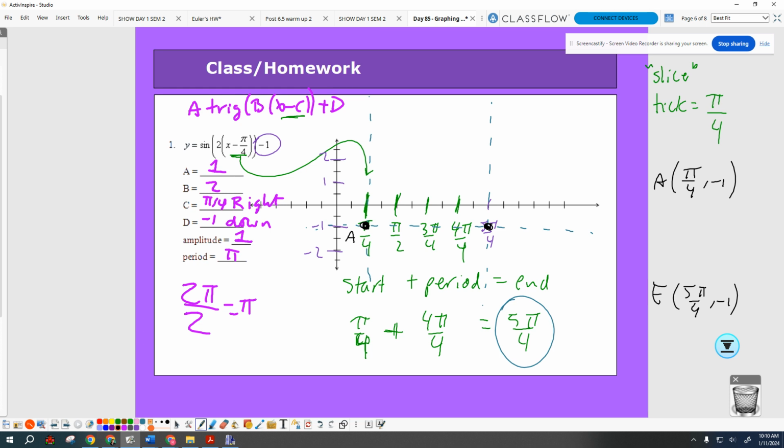Sarah, how do I get the next coordinate? Peyton, can you help out? How do I get the next coordinate? So you would go to the next slice, and then the amplitude is 1, so go up 1 from there. And it's up because it's a regular sine function.